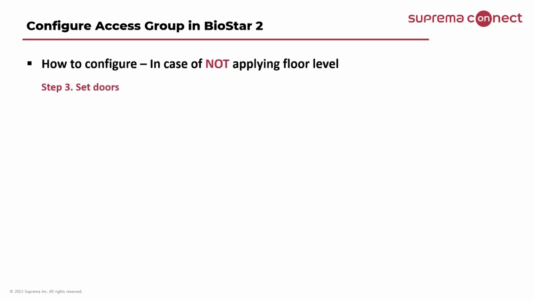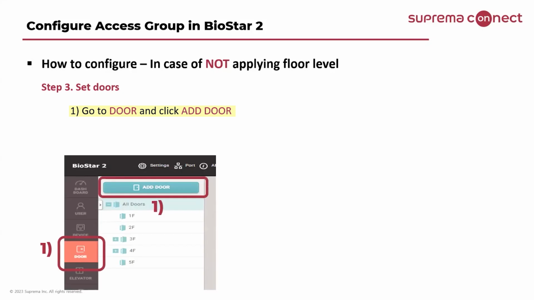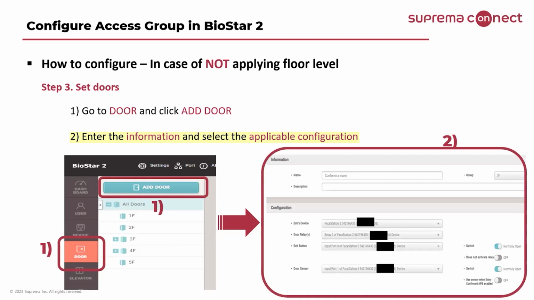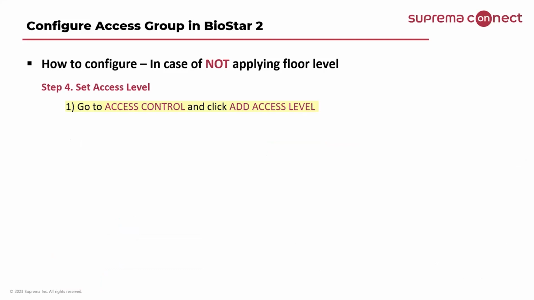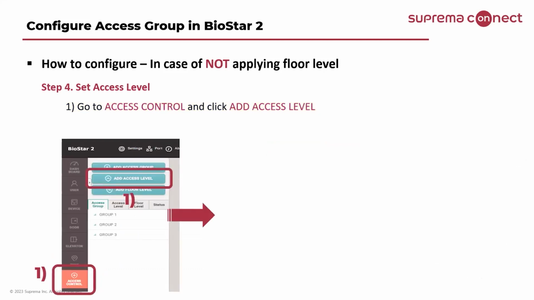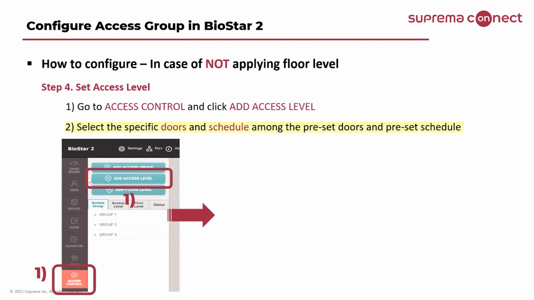And Step 3, set doors. First, go to Door and click Add Door. Then, enter applicable information and set the applicable configuration. And Step 4, set access level. First, go to Access Control and click Add Access Level. Then, select the specific doors and schedule among the preset doors and schedules.